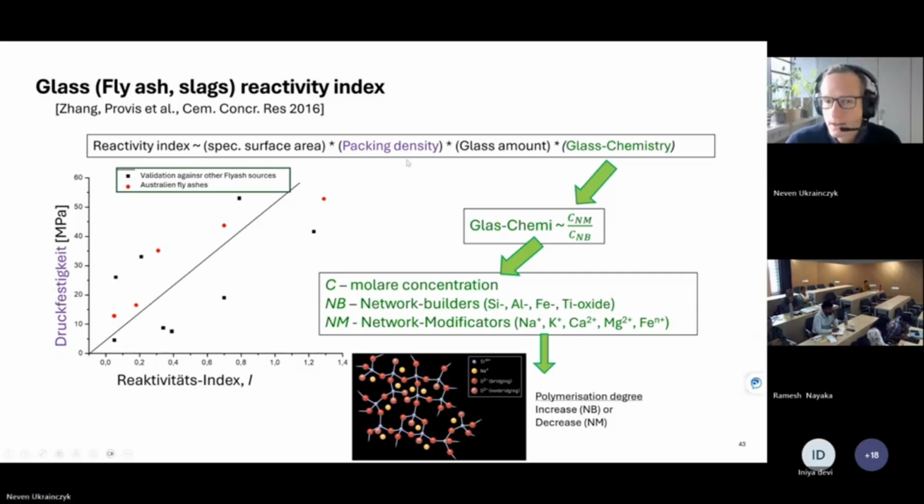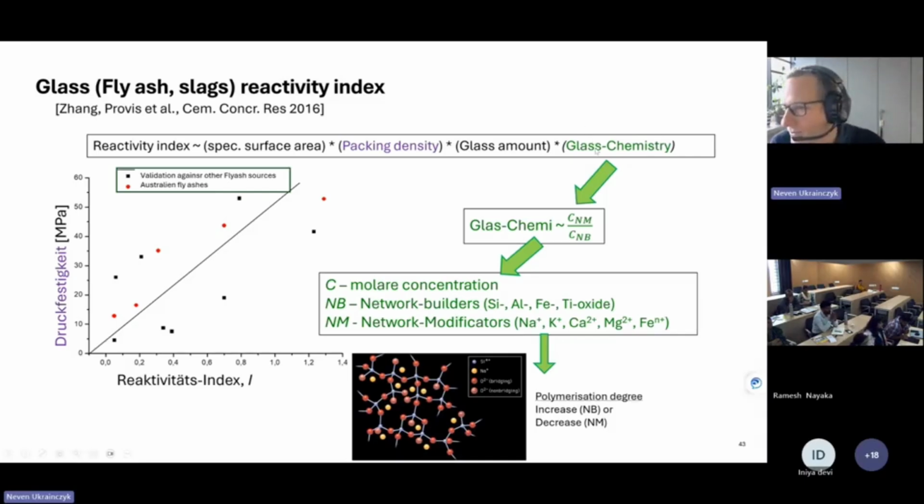And they correlated this index. That's why you have the packing density, because it's about the compressive strength. But the reactivity is in the glass amount. So the more glass you have, the more amorphous phase you have in fly ash, the more reactive it is. This is quite known. You should have amorphous fly ash to have more reactive parts. And it also depends on the glass chemistry.